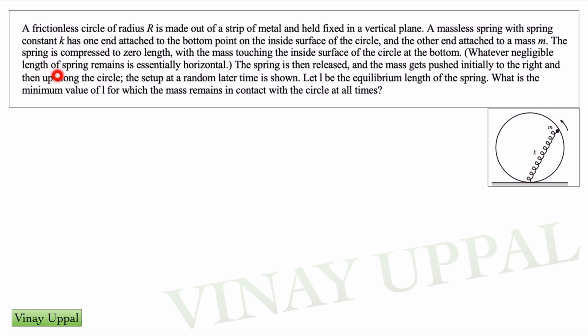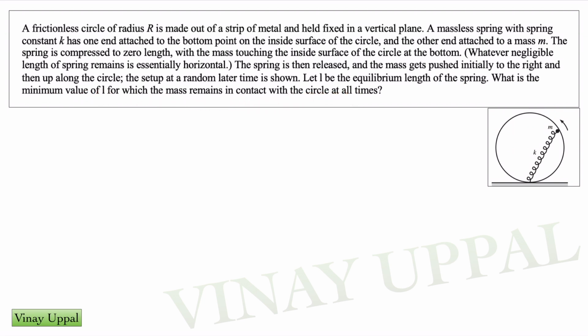Whatever negligible length of the spring remains, it is essentially horizontal. So that means when the particle is released, it will get a small push to the right and then start performing circular motion. So the spring is then released and the mass gets pushed initially to the right and then up along the circle. The setup at a random later time is shown. So this is at some general instant. And let L be the equilibrium length of the spring. What is the minimum value of L for which the mass remains in contact with the circle at all times?